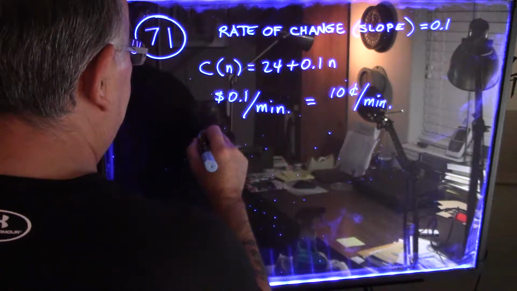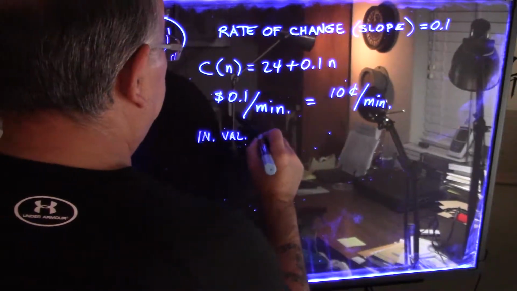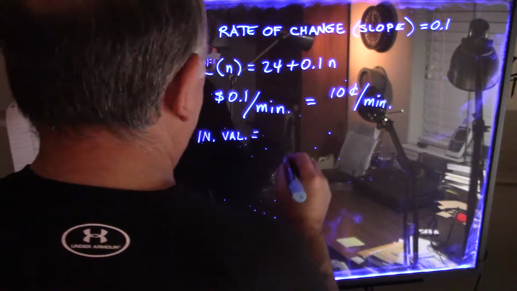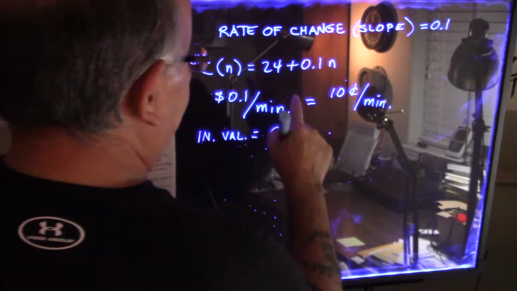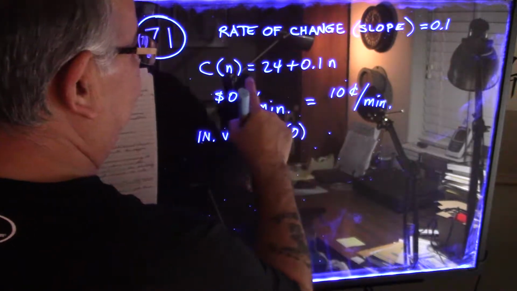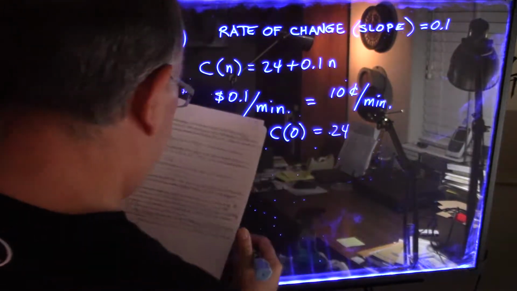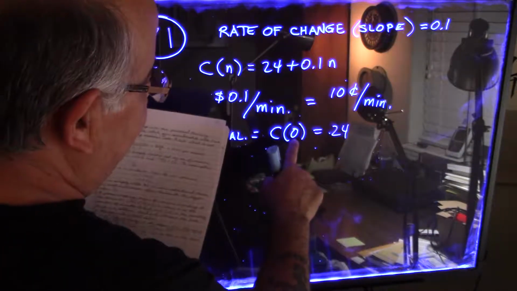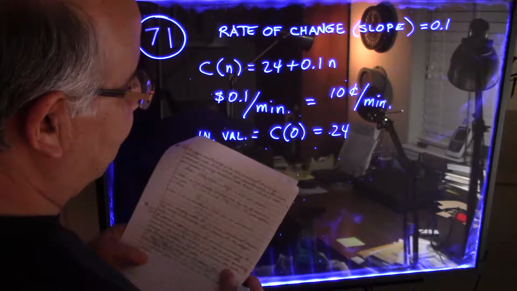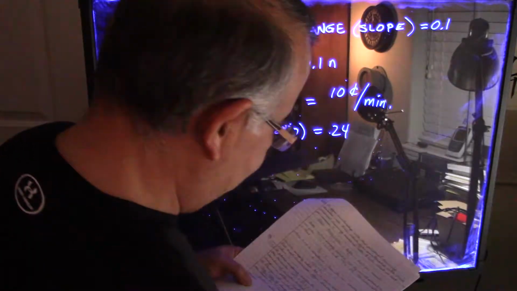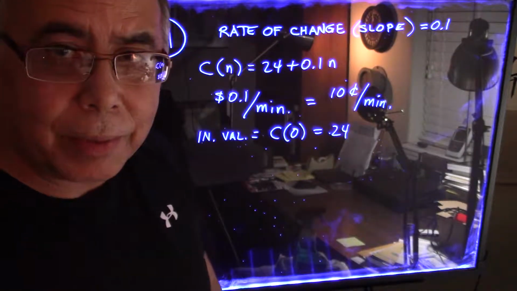So the initial value is equal to C of 0. So when n equals 0, let n equal 0 in the formula, and you get just 24. So in other words, if the number of minutes that you talk is 0, if you don't talk at all, you're still going to get charged $24. That's your initial value.